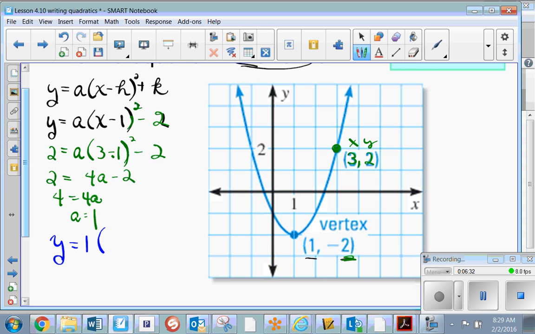Where did I have it in right here? x minus 1, squared, minus 2. And I like to go back and make sure everything is as it should be, especially the vertex. And that's what it should be.